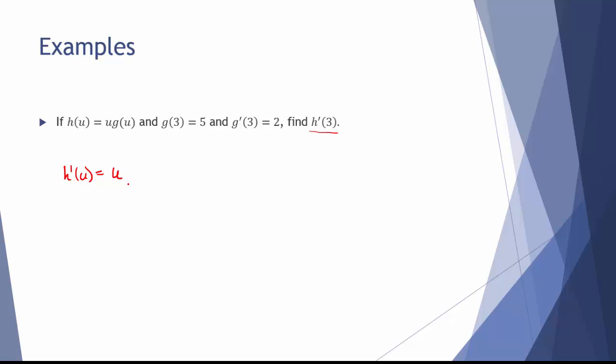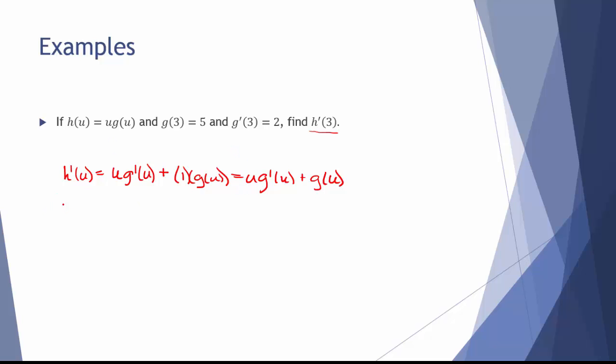Well, I don't know what g of u is. I didn't define that for you. So the best I have for you is that the derivative of g of u is g prime of u. Plus, what's the derivative of u with respect to u? It's 1 times g of u. So in other words, this is u g prime of u plus g of u. That's the derivative of h with respect to u.